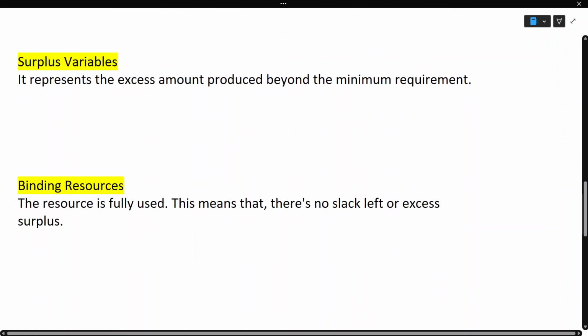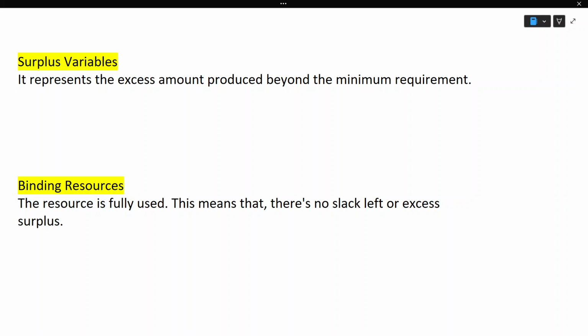What's a surplus variable? A surplus variable represents the excess amount produced. Surplus means the excess amount produced beyond the minimum requirement, the excess amount beyond the requirement. But let me give you an example about the surplus variable.